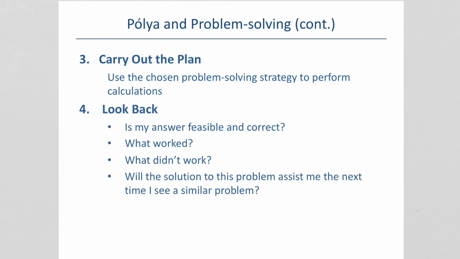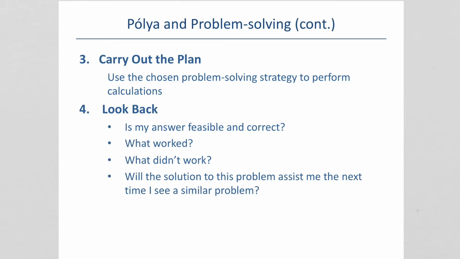Carry out the plan. Use the chosen problem-solving strategy to perform calculations, and then look back and see, is my answer feasible and correct? For example, sometimes I'll get students who will tell me, say, I give them a problem and say, okay, a shirt is $20, and there's a discount, or you have to add tax of 6% to that, and they'll come back to me and say that the answer is $3.